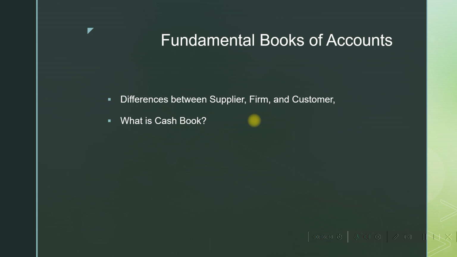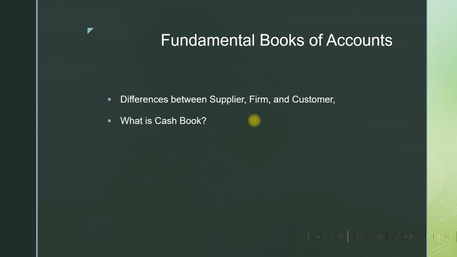Now, a cash book records all the cash transactions on the left-hand side or the left folio, which is a record of receipts of cash. And on the right-hand side or the right folio of the cash book, it records payments of cash. So on the left-hand side, it records receipts of cash. Right-hand side, it's payment of cash.